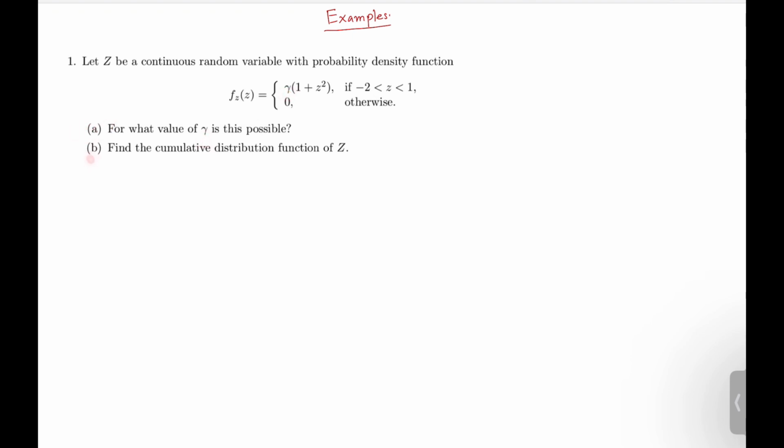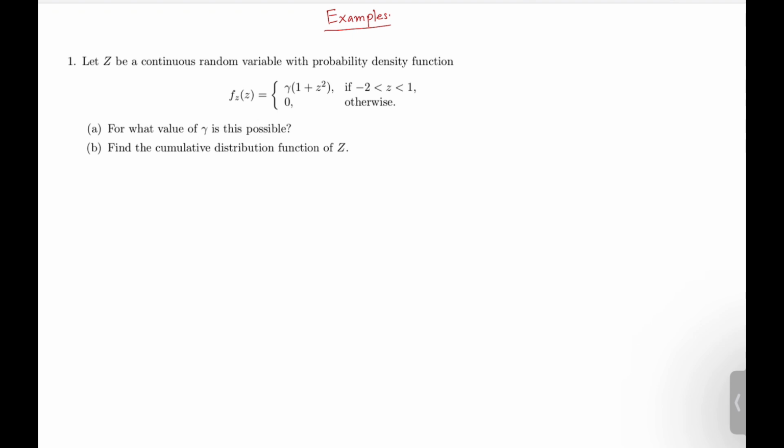In part B we have to find the cumulative distribution function, that is CDF, of this random variable Z, right? First of all, this PDF is not completely specified. Why? Because this gamma is unknown. In order to completely specify this PDF, we need to have this value also, that is gamma, which is unknown, and this is what we need to find in part A.